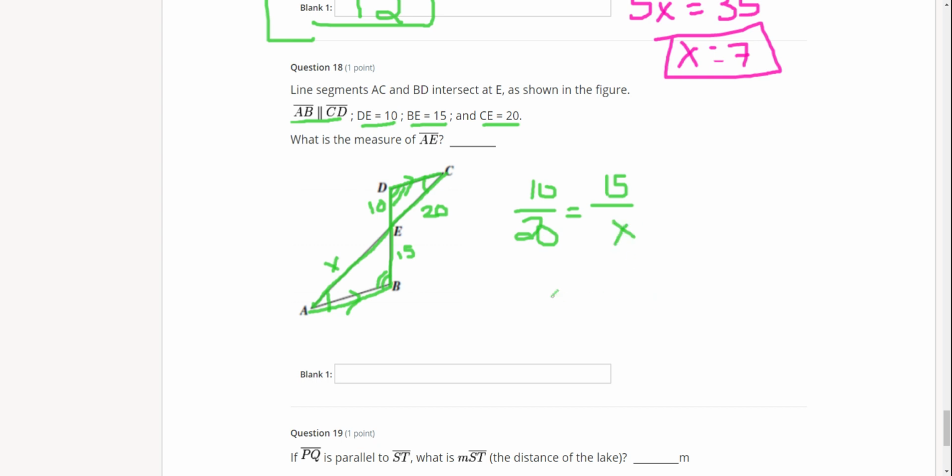When you solve, what do you get for X? X equals 15. I think maybe 30, because 10 times 2 is 20, so 15 times 2 is 30. And then AE is my question, so that's 30. Okay.